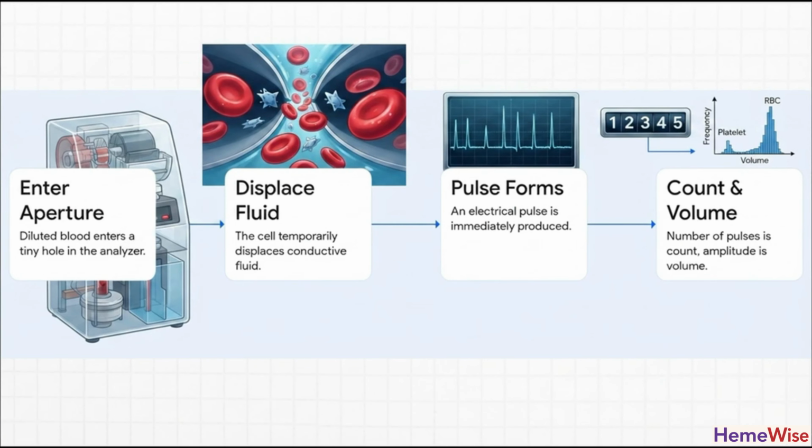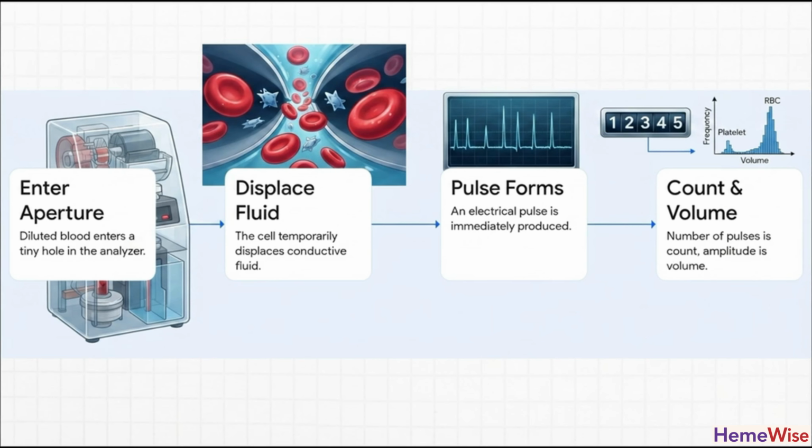And it all really starts here with the Coulter principle, or electrical impedance. Think of the analyzer like a bouncer at a very exclusive club. The blood gets diluted in a conductive fluid, like isotonic saline, and then the cells are forced through a tiny doorway, an aperture, one by one. Now, cells are terrible conductors compared to the saline. So every time a cell squeezes through, it displaces the fluid and creates a little spike in electrical resistance.